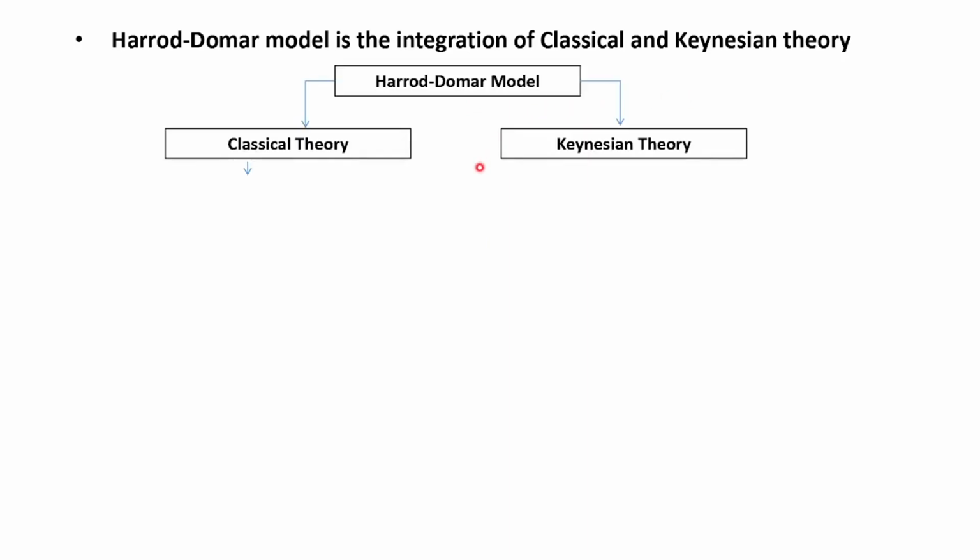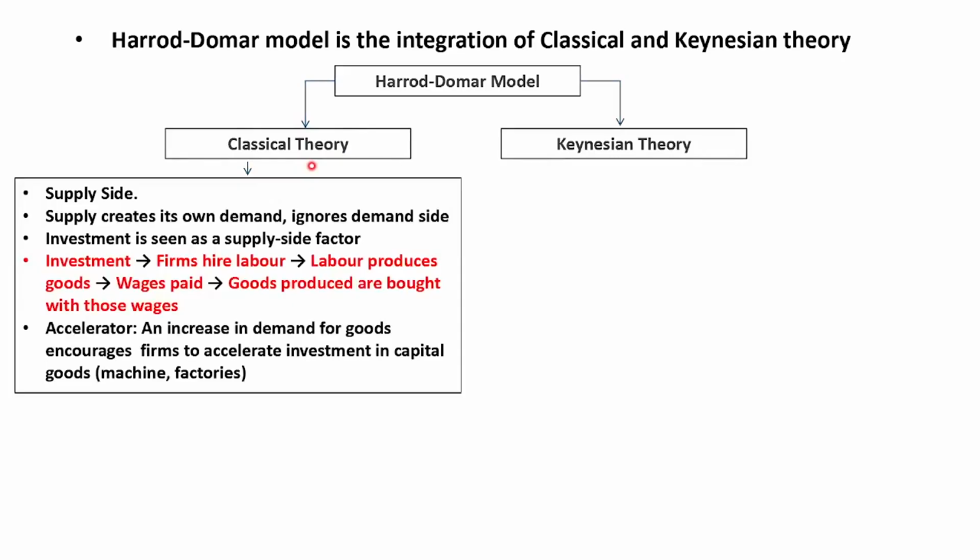That's it. The HD model is the integration of classical and Keynesian theory. How? Because it integrates both. According to classical theory, they believe in the supply side: supply creates its own demand, and they ignore the demand side. Investment is seen as a supply side factor, where with the increase in investment, firms hire labor and labor produces goods and services.